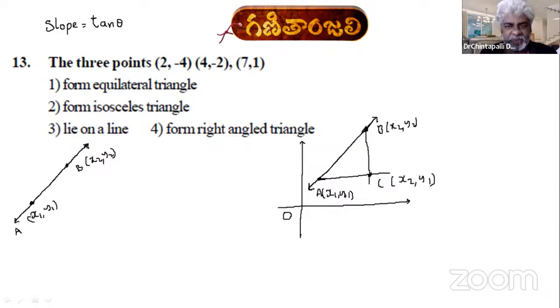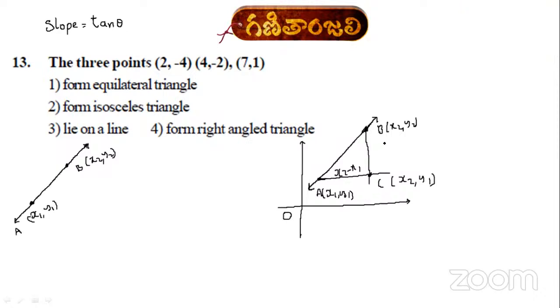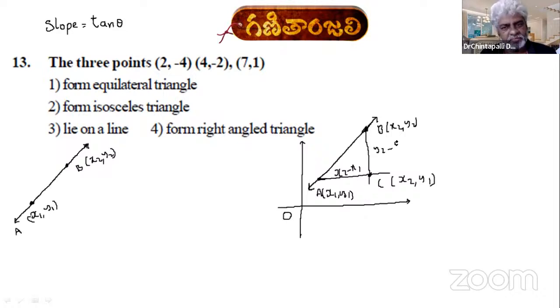Now the distance between AC. Can you tell AC? If y coordinates are same, the difference of x coordinates is the distance. So AC is x2 minus x1. And BC is y2 minus y1.